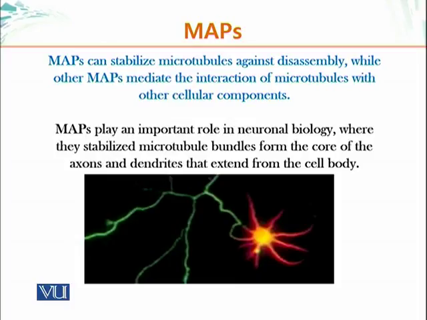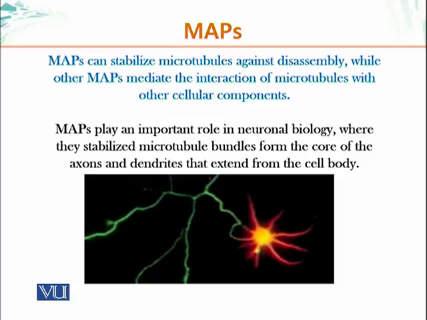MAPs play a very important role in neuronal biology, where they stabilize microtubule bundles that form the core of the axon and dendrites that extend from the cell body. Here in the micrograph, you can see a neuron. It is a hippocampal neuron. You see two colors in this micrograph. One is orangish yellow, the other is green.